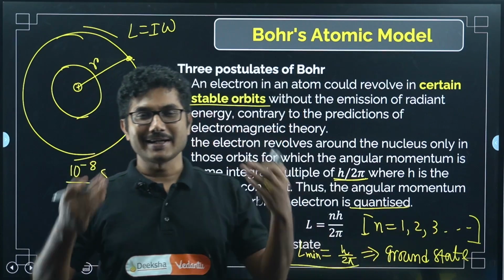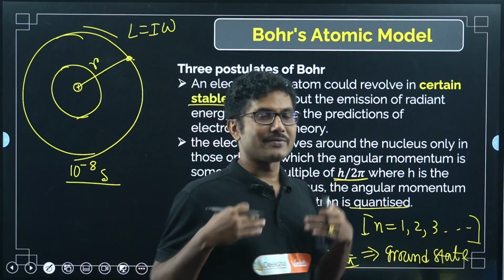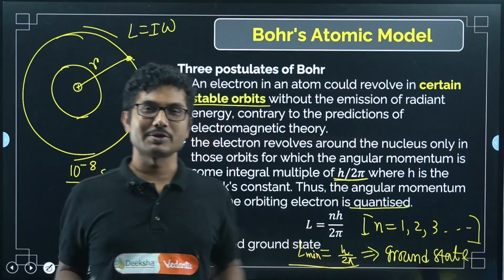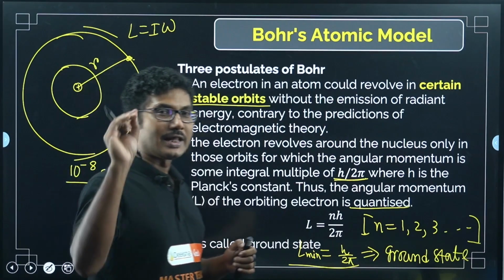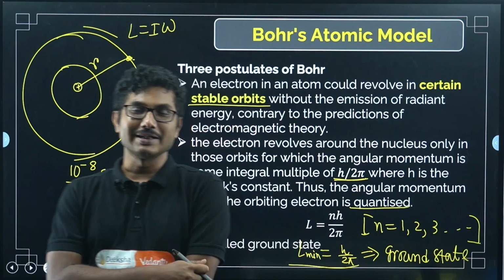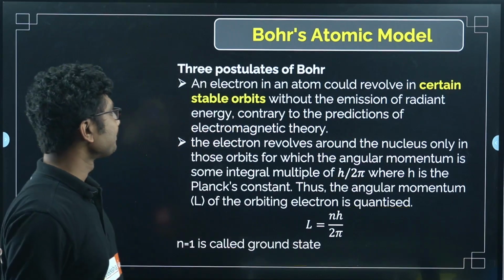An excited state means the electron has some extra energy. Also, when the electron has the minimum possible angular momentum, that is minimum energy, and that is the ground state. When it has a higher amount of energy, then it is an excited state, right?